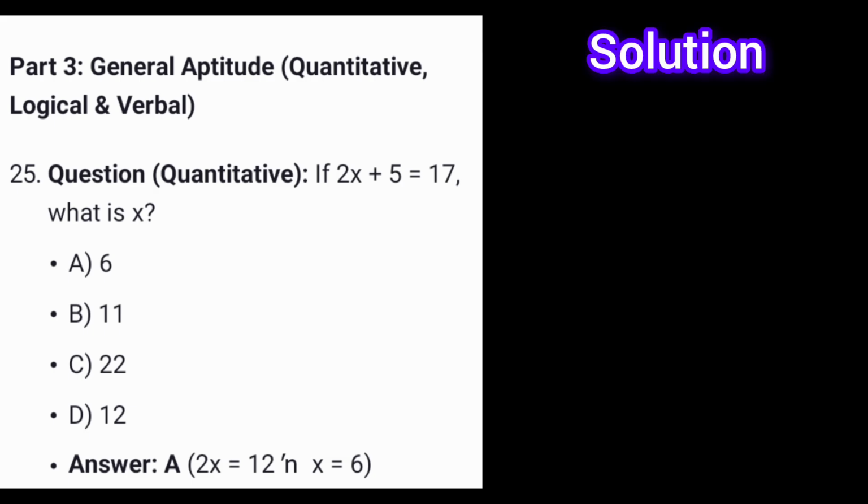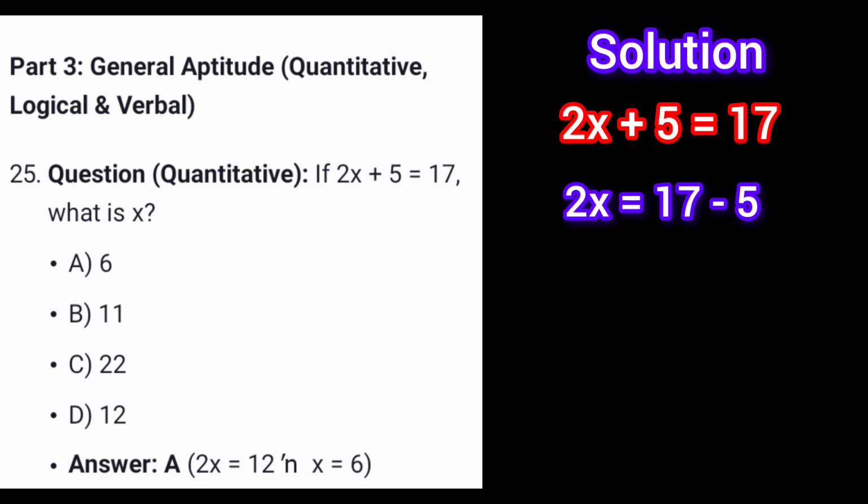Let's say 2x plus 5 is equal to 17. We need to get rid of that plus 5 from there. So we are going to have 2x is equal to what? 17 minus 5. Since it's plus 5 on the left, it becomes 17 minus 5 on the right. Then we have 2x is equal to 12.